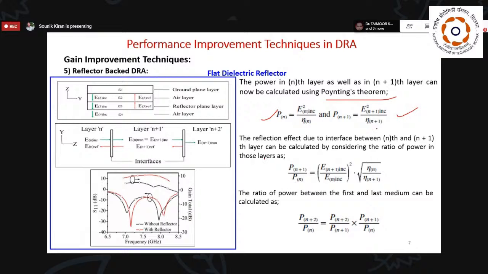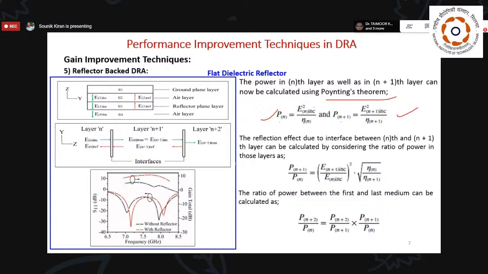Okay, so once we have the idea about the power level in different layers, by using the Poynting theorem, we can find the ratio between the power of different layers. That is nothing but Pn plus 1 upon Pn. So it is giving the information about the ratio of power between two layers. And this is nothing but what we get by using these two equations. If we put this formula, this one upon this one, then we'll have this one.